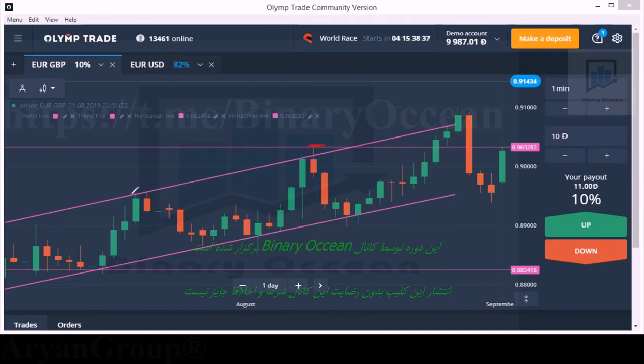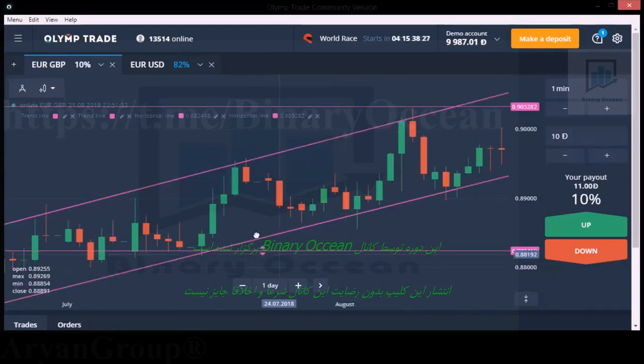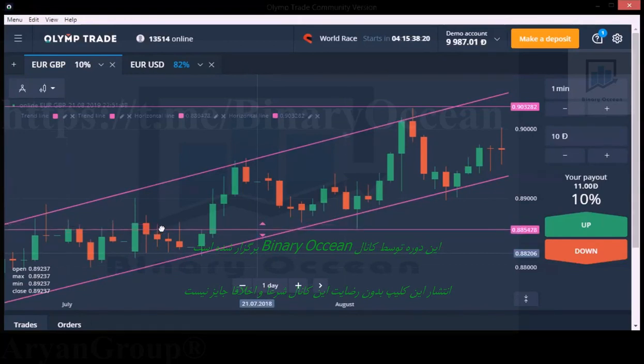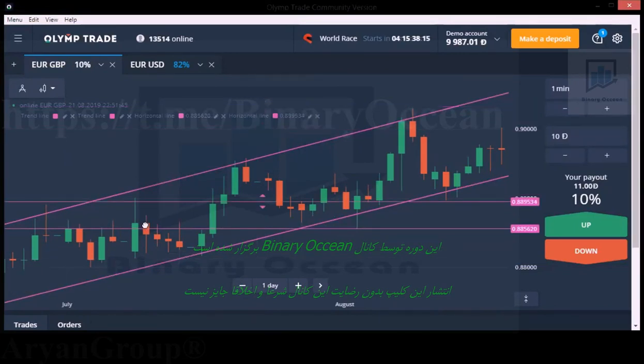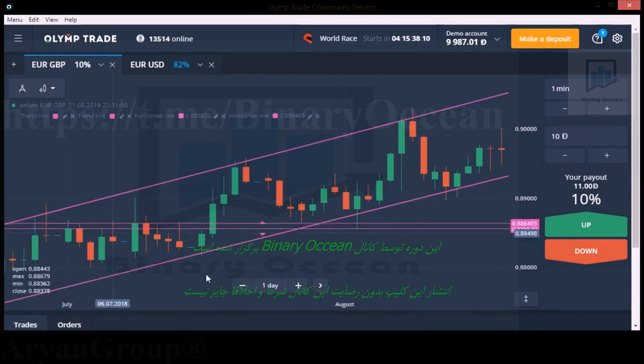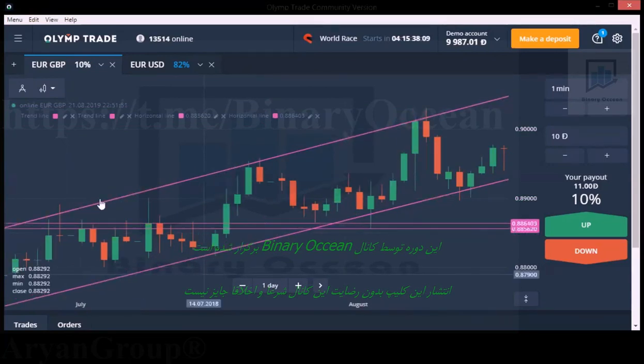And here also, if you want to enter here, you need to see the previous price action. I will show you. Okay, this point, and, okay, here there is a strong reversal point. Okay, this is a strong reversal point.